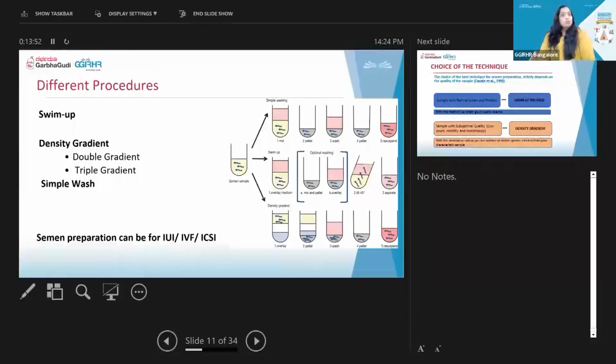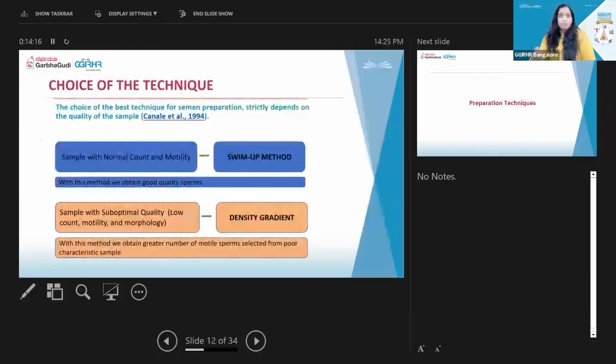Talking about the different procedures that we use for processing of the semen sample, these are the commonly used ones: the swim-up method and the density gradient method. Again, there are subdivisions in it, like double gradient or triple gradient. Even monolayer is also there. You have a third one, which is the simple wash. And these are the techniques which you can use for IUI, IVF, and ICSI.